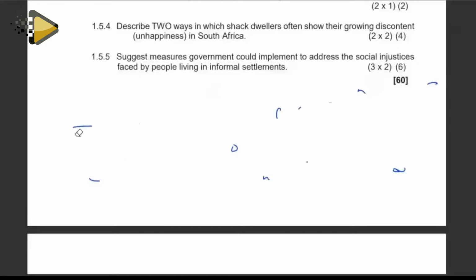We have seen that there are so many problems in the informal settlements. The people are exposed to a number of injustices, but now it is the duty of the government to find a solution to those injustices. What must the government do as a way of trying to solve the problem in the informal settlements? Right. We can talk of relocation of people.